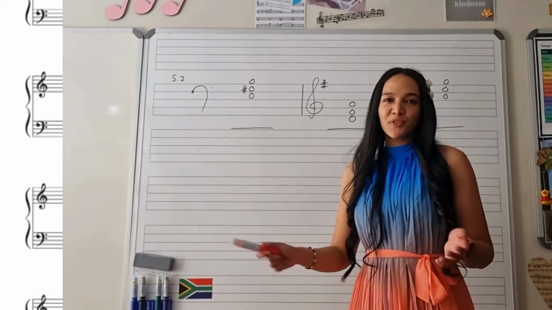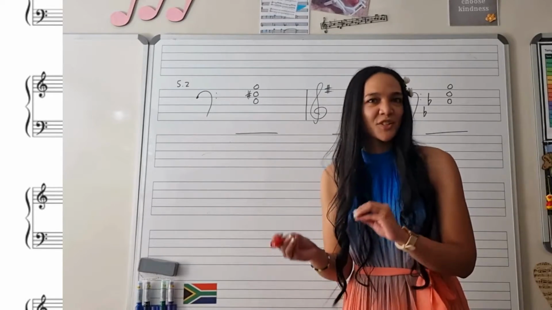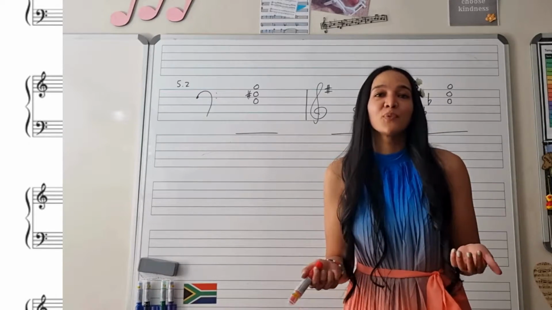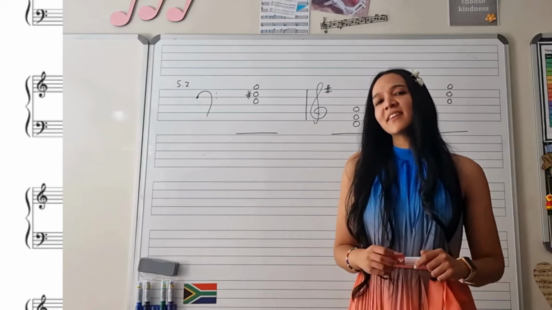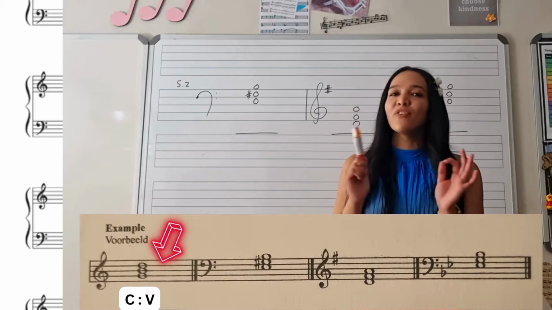Question 5.2 is sort of the opposite of 5.1, where here they do give us our key signature and the triad, and we have to figure out what it is. And yet again, they do give us an example, so if you are confused, you can take a look at the example, and then we follow suit.